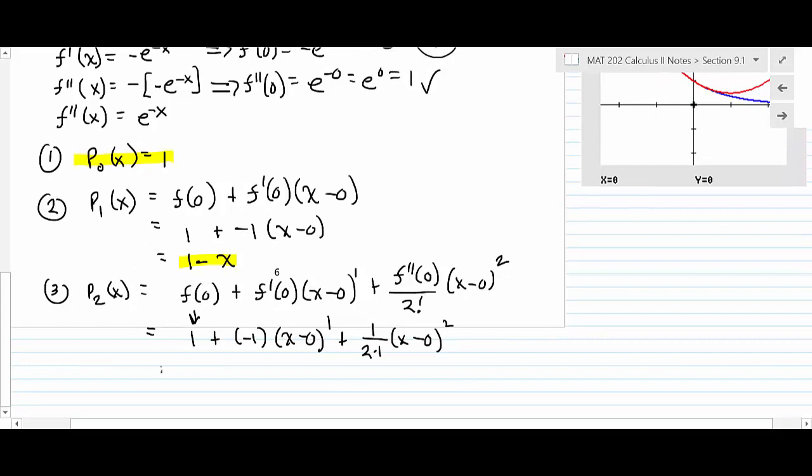So if we wrote that out now, we would have 1. This whole thing right here would be minus x. And then this part right here would be plus 1/2.